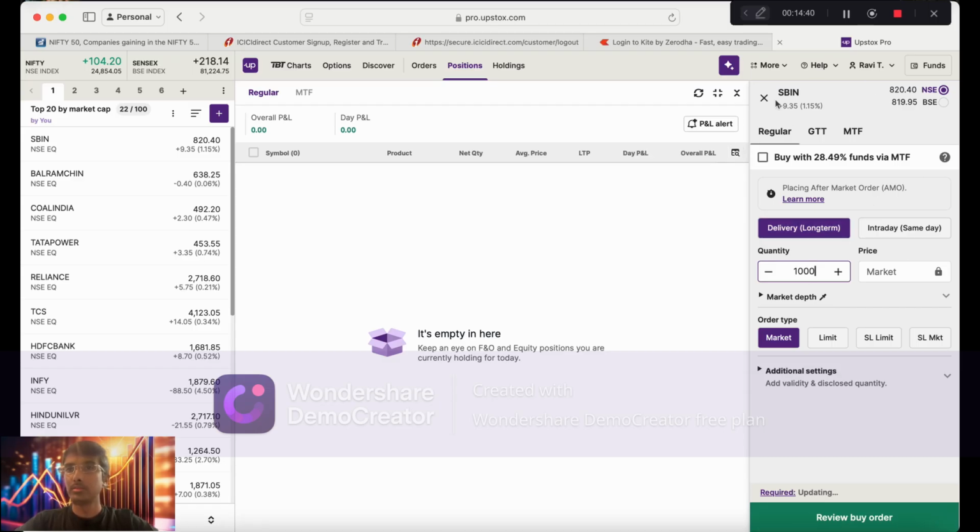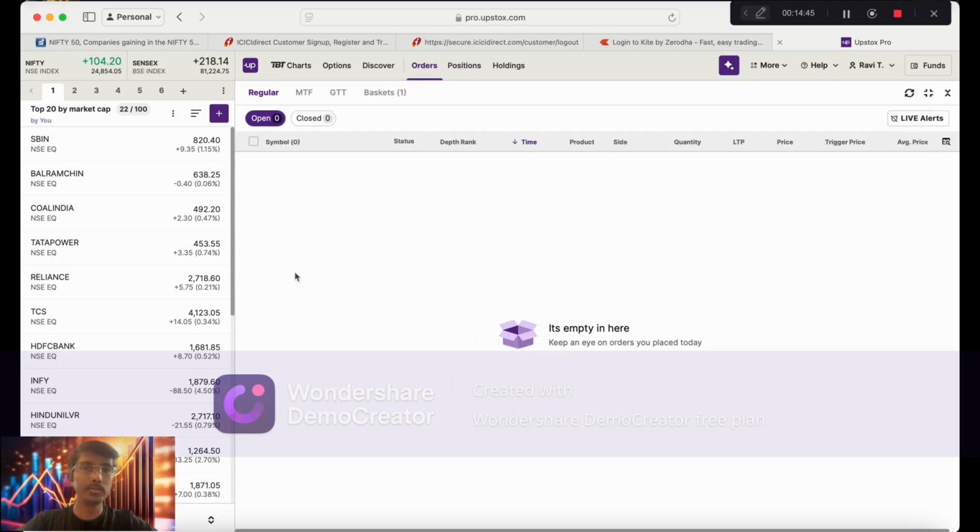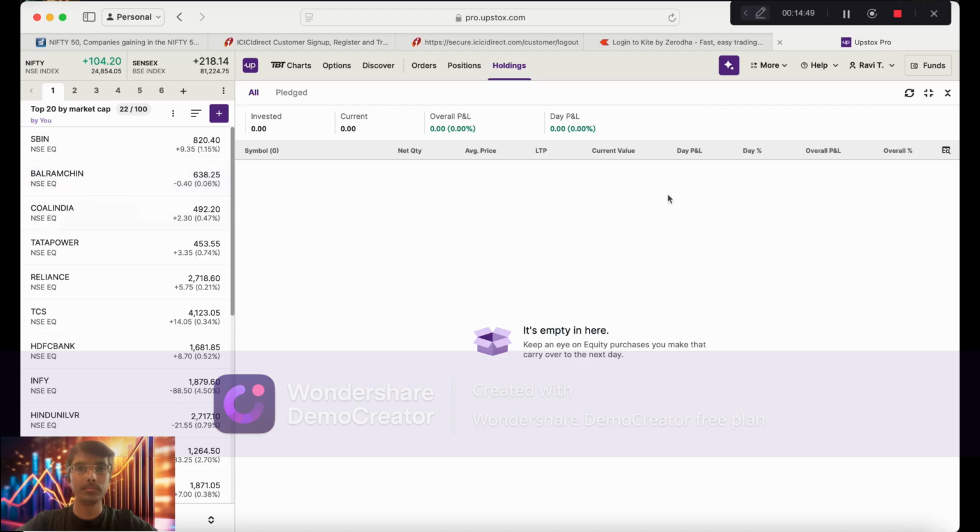After buying, where will it come? The order will come in the order menu options, this page. Once it is executed, it will go to holding options. Once SBI is executed, your SBI 100 shares will come, then the price, the day percentage, and overall profit and loss. If you want to sell on the same day, you can sell the same day. Then click on sell and select whichever price you want, and that will sell for SBI.